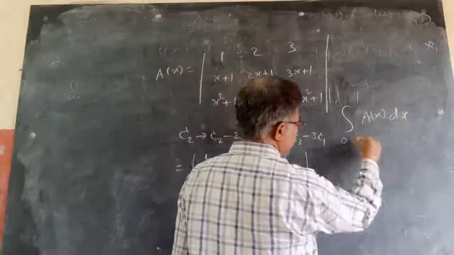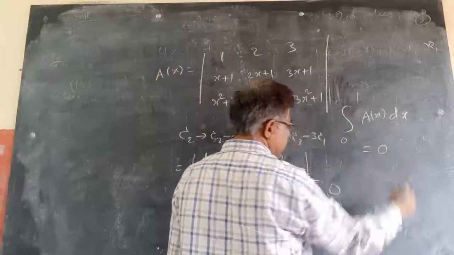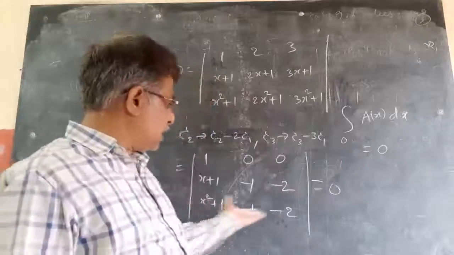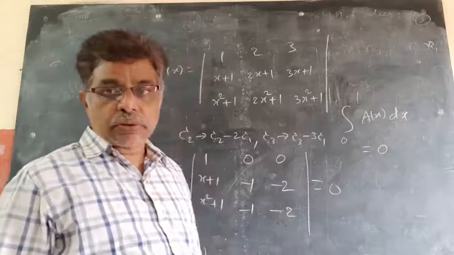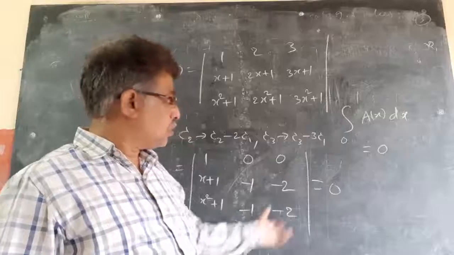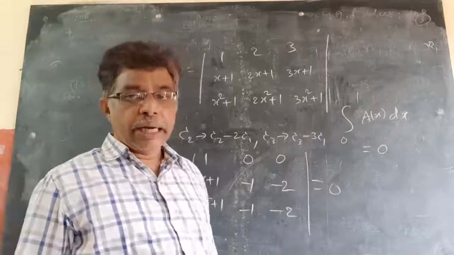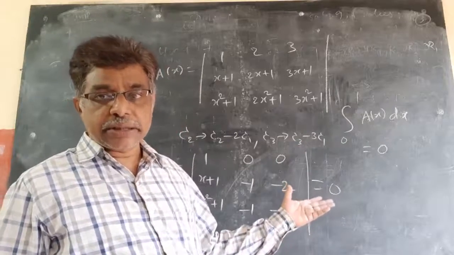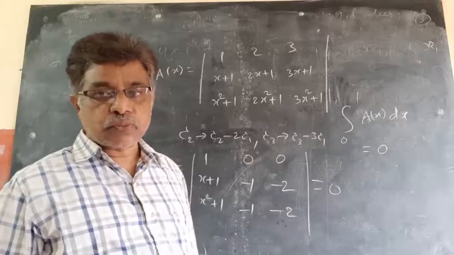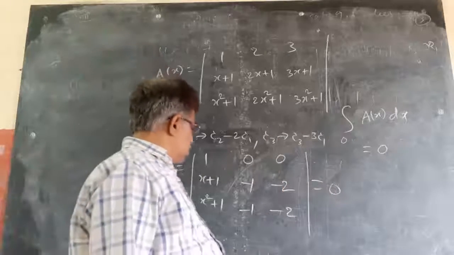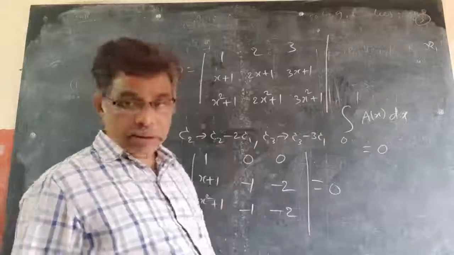So integral of 0 to 1 A of x dx is 0, because we are getting that value is 0. So integral of that value anyhow automatically becomes 0. Like the simple sums only he is giving.